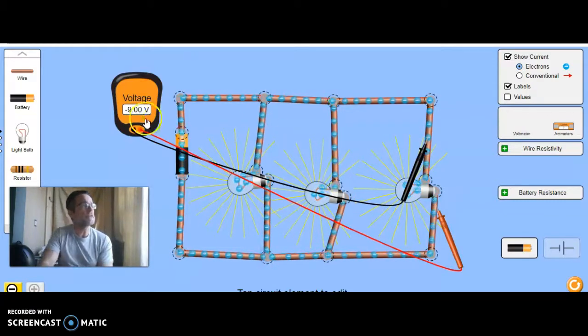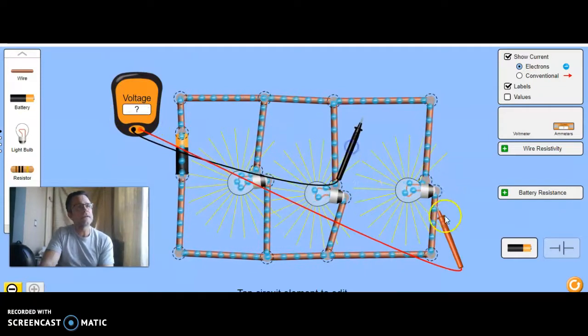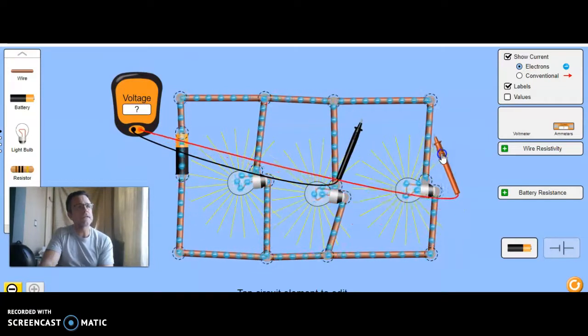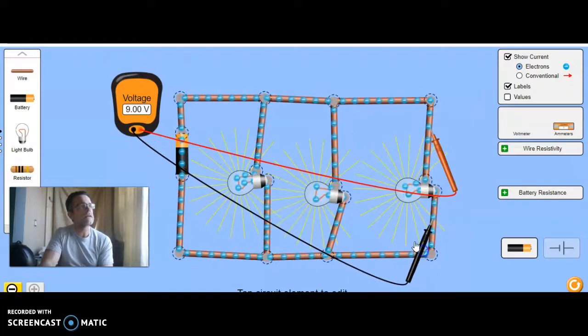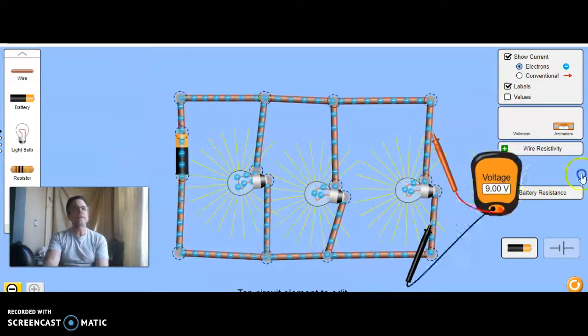Now some of you may be asking, though, why is this negative there? Well, just take a look here. I just happen to be doing it the same way each time, but if I put the red one on that side and then the black one on this side, we end up with a positive. So it's really the numerical value that we're interested in on these. So keep that in mind, and that the voltage is equal to the same across each light.